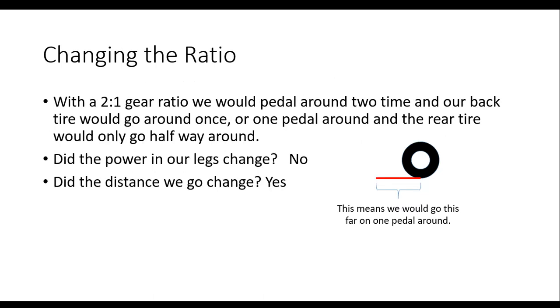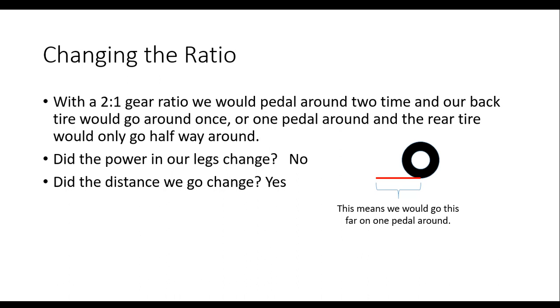On the other hand, if we changed our ratio to a 2-to-1 ratio, once again, our back tire is not going to change in size, just the way our gear ratio is set up is going to work. We're going to pedal 1 time around in a 2-to-1 gear ratio. That means the tire is only going to go halfway around. So when we look at our little diagram this time, it means we would go this far.